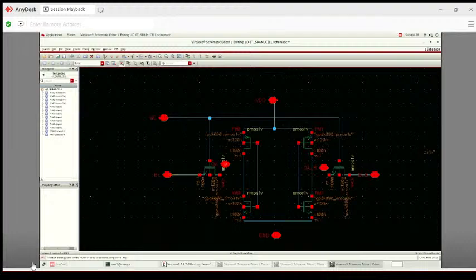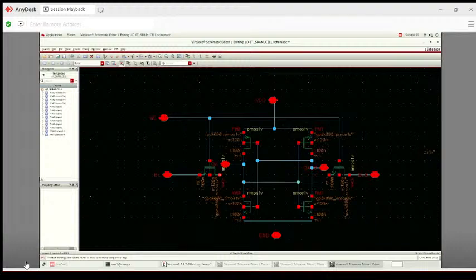Okay, so let's connect QA with the output of inverter 1. So this will be our inverter 1 and this will be inverter 2. So let's connect QA bar at the output of inverter 2. Before that, the output of inverter 1 is connected with the input of inverter 2, and the output of inverter 2 is connected at the input of inverter 1. So both were connected.